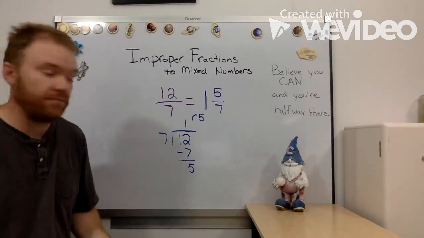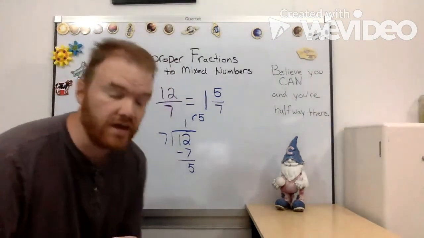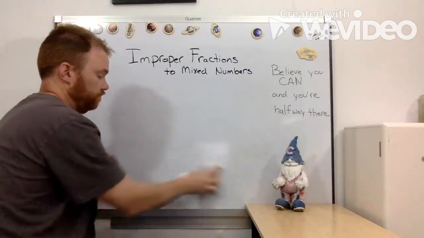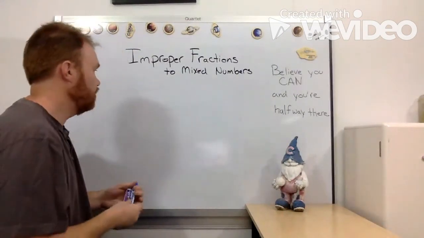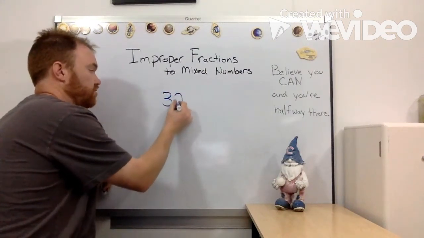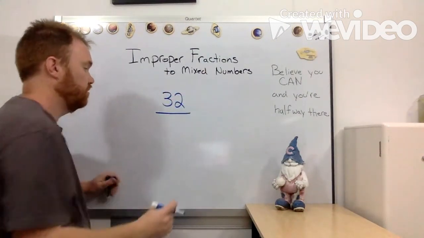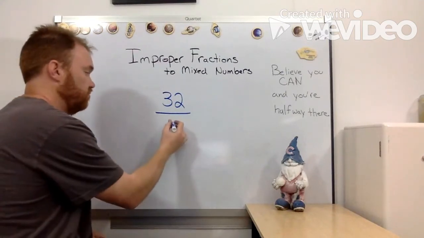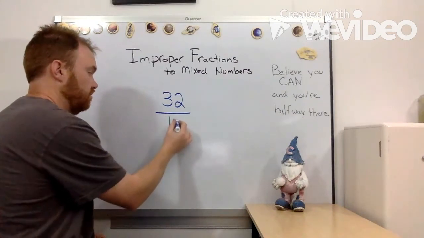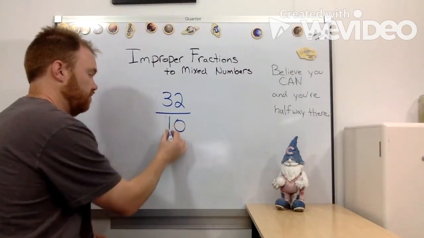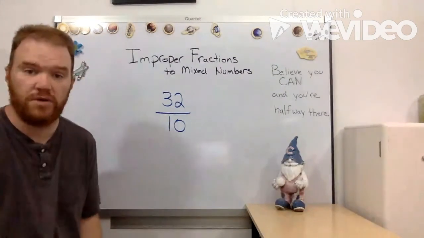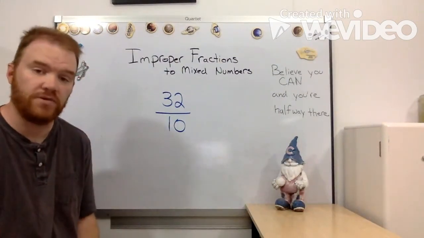I'll do another example for you to try. You can pause once I give you the example. 32 tenths. Go ahead and hit pause, and then change that improper fraction into a mixed number.